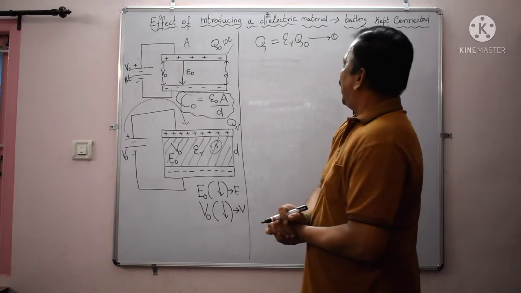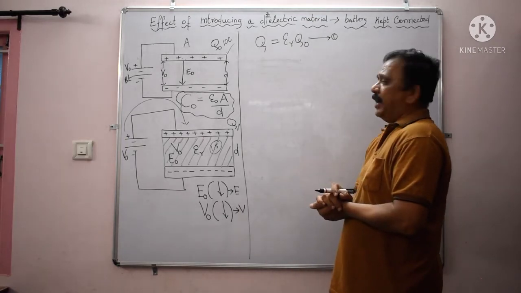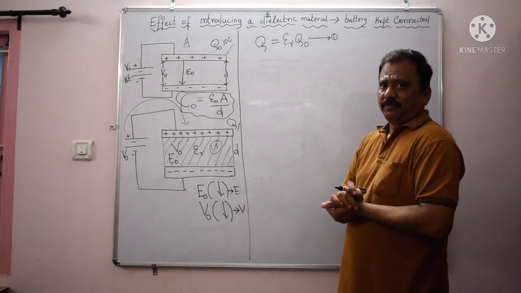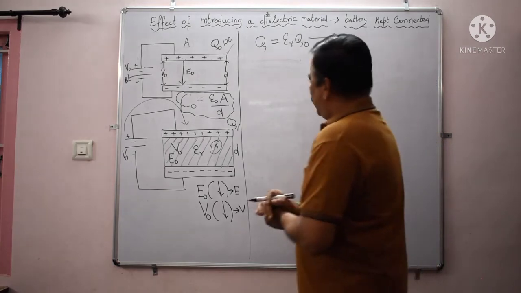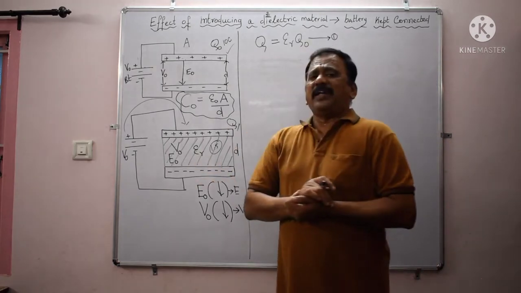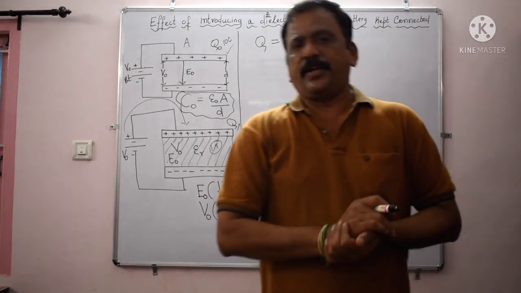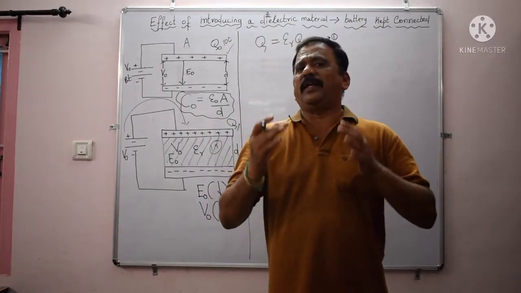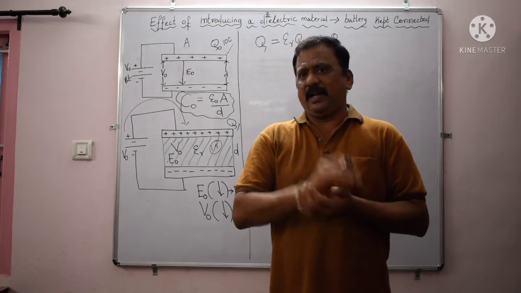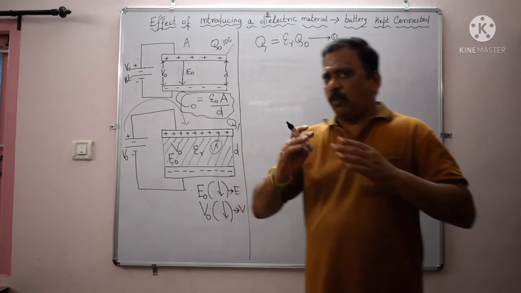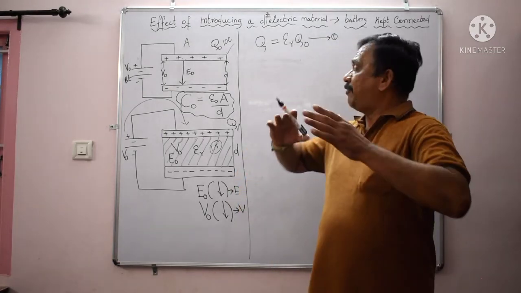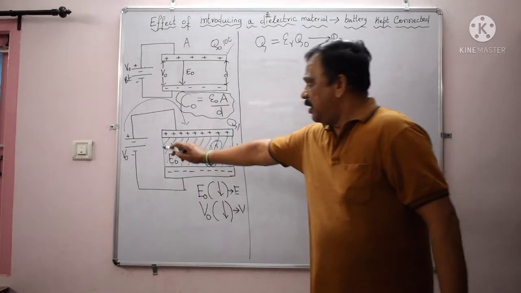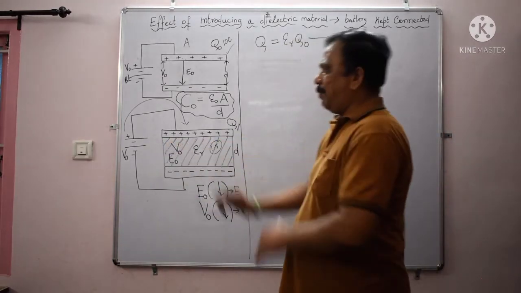So Q is equal to epsilon R into Q0. Is it clear? Okay. Now we are supposed to find what happens to the capacitance after introducing the dielectric, and what happens to the energy stored by the capacitor after introducing the dielectric. So first we shall see what happens to the capacitance after introducing the dielectric material, of course keeping the battery connected with the capacitor plates.